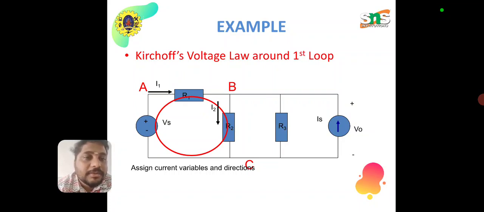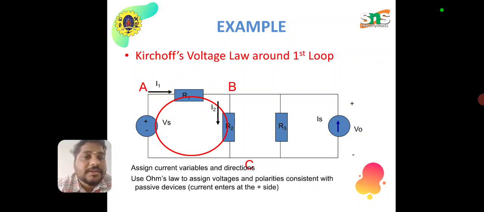Assign the current variables and directions. Likewise, use Ohm's law to assign the voltages and polarities consistent with passive devices. Current enters at the plus direction, that is point A, that is I1, which is divided into I2, and then it reaches the negative terminal. Take this loop as the first example. I am going to assign values based on Ohm's law, that is V1 is nothing but I1 R1, and V2 is nothing but I2 R2.